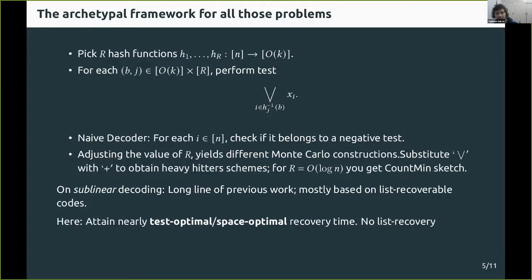And our goal is again to be test optimal, or space optimal if we're in heavy hitters, or row optimal if we're in compressed sensing, and still achieve near optimal recovery time up to log factors, and also try to avoid as much as we can the list recovery. Well, we almost avoided that. For one of the variants we consider, we unfortunately still have to invoke some of this list recoverable jazz.